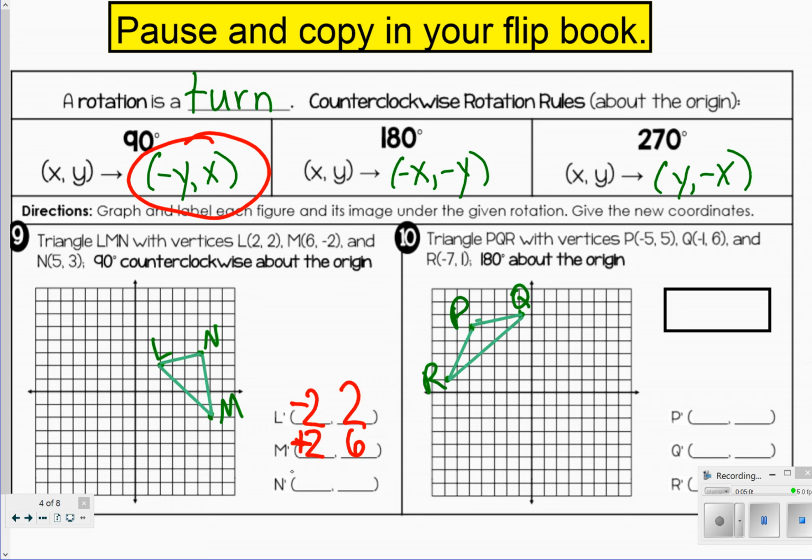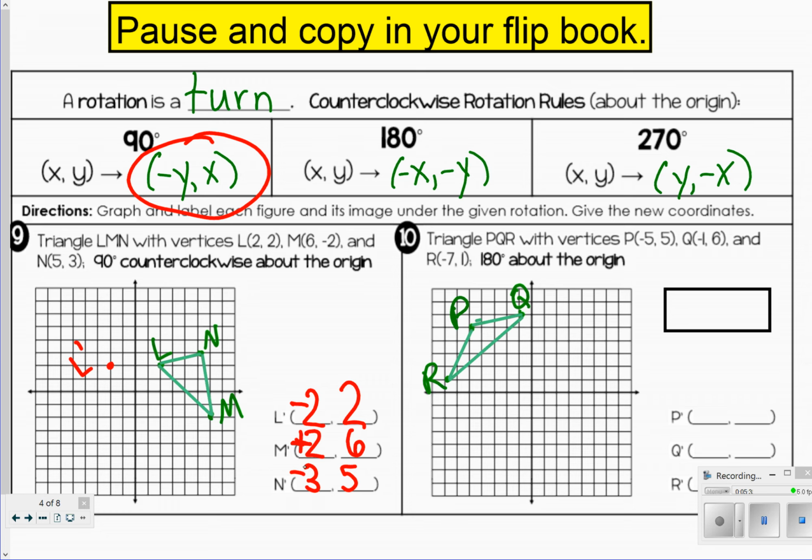And then the N was 5, 3. Change the order, so it's 3, 5, but change the sign of the Y. Now let's go ahead and place these new locations, the new prime and image of triangle LMN. So L is -2, 2, so -2 and up 2. This is where L prime is going to be.